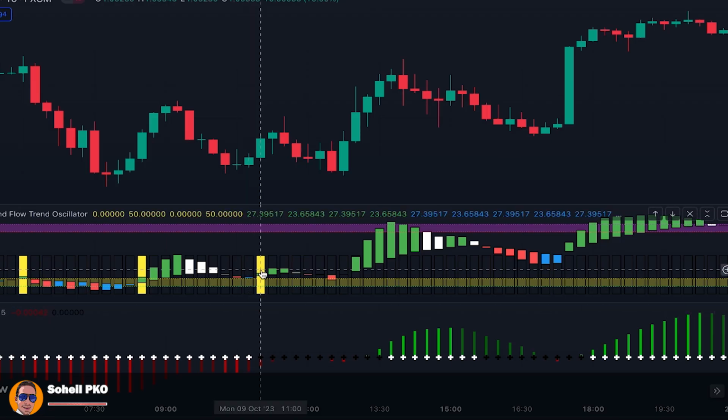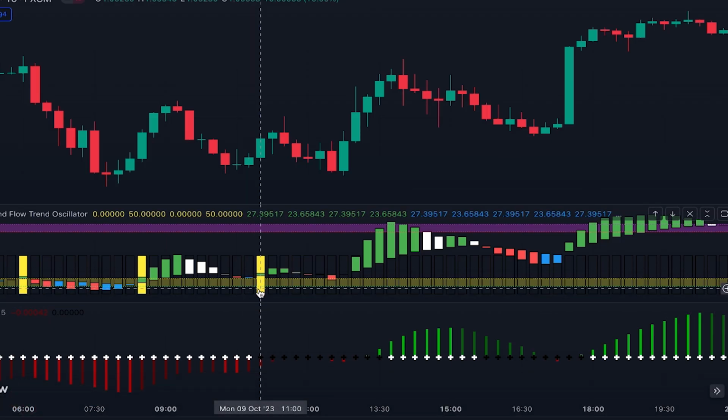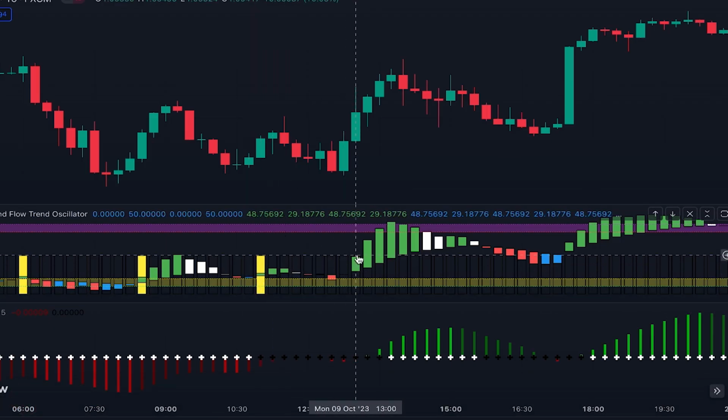Alright, so until now, we know that probably bankers are entering the market. When we have green candles, it shows that bankers are increasing their positions.